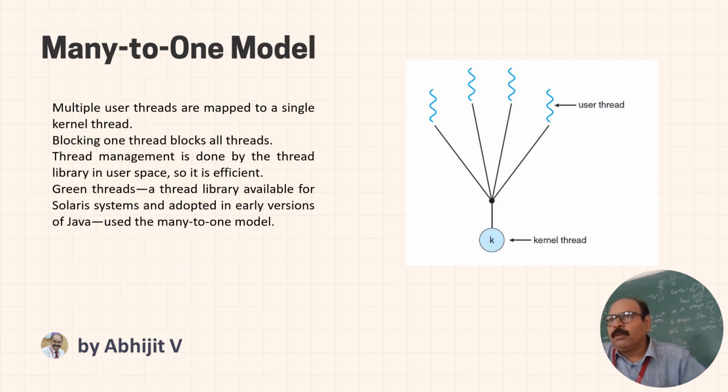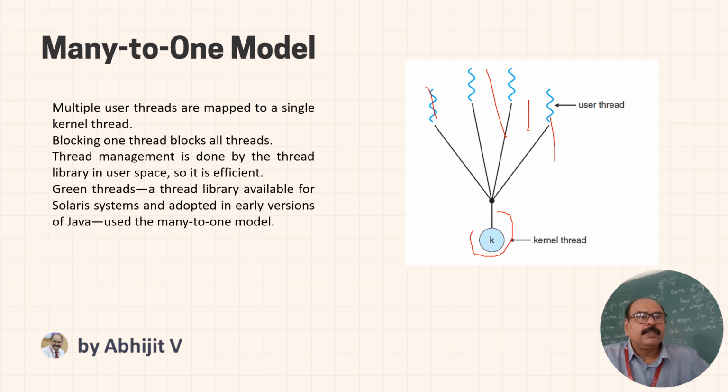So let's see what a many-to-one model is. Multiple threads are mapped to a single kernel thread. This is a single kernel thread, and you divide it into multiple threads. Blocking one thread blocks all these threads. In the many-to-one model, if you block one thread, all threads are blocked. Thread management is done by the thread library in user space, so it is efficient.